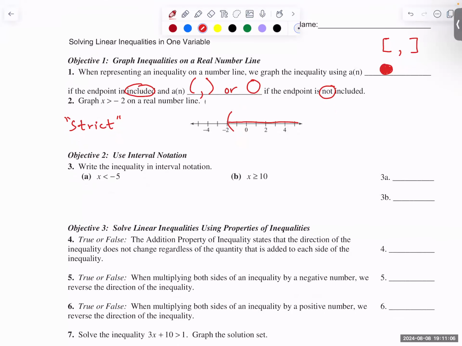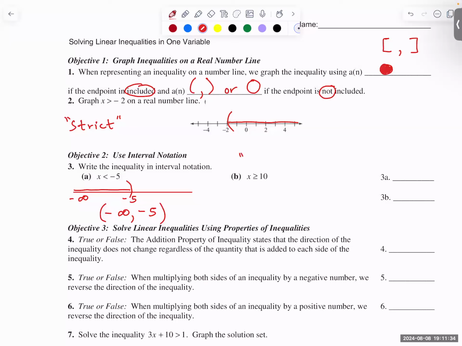Number 3, write the inequality in interval notation. So if we think about which infinity to use, the numbers that are less than -5 lie to the left, and to the left is -infinity. So the interval notation would be left paren, -infinity, comma, -5, right paren.